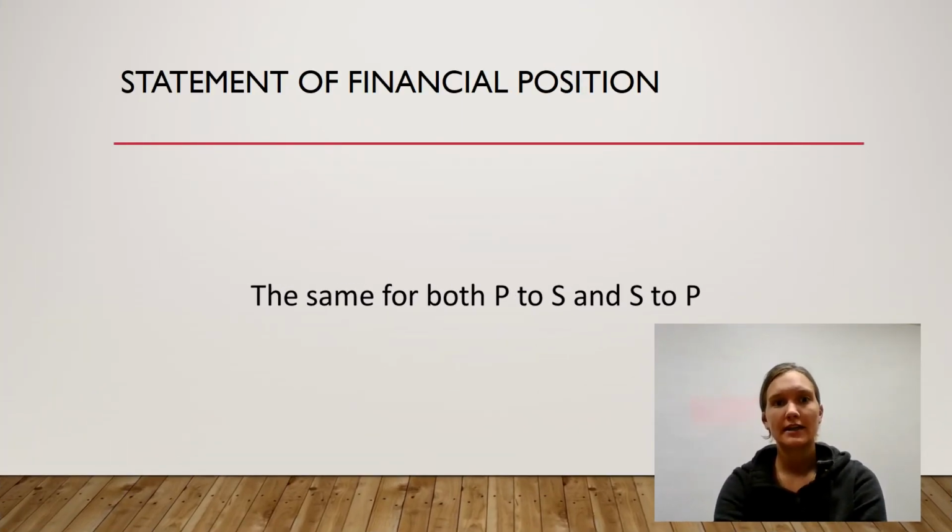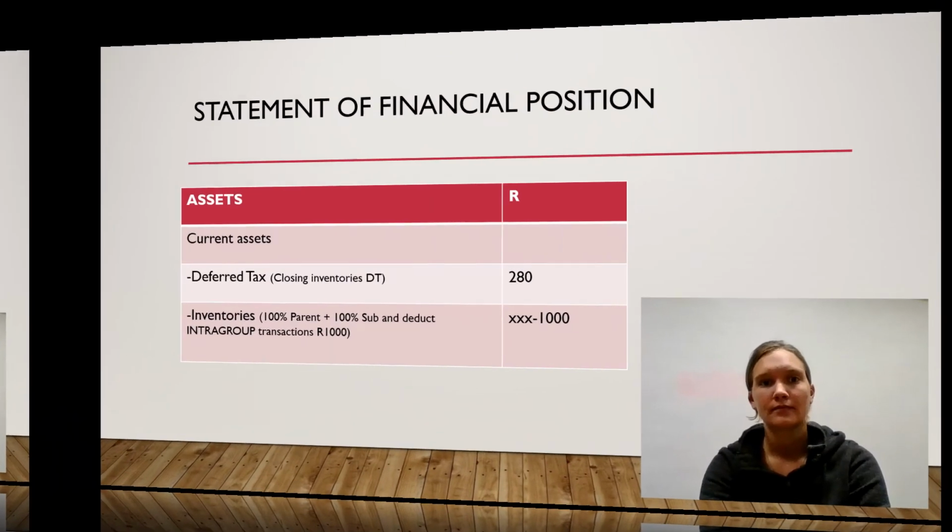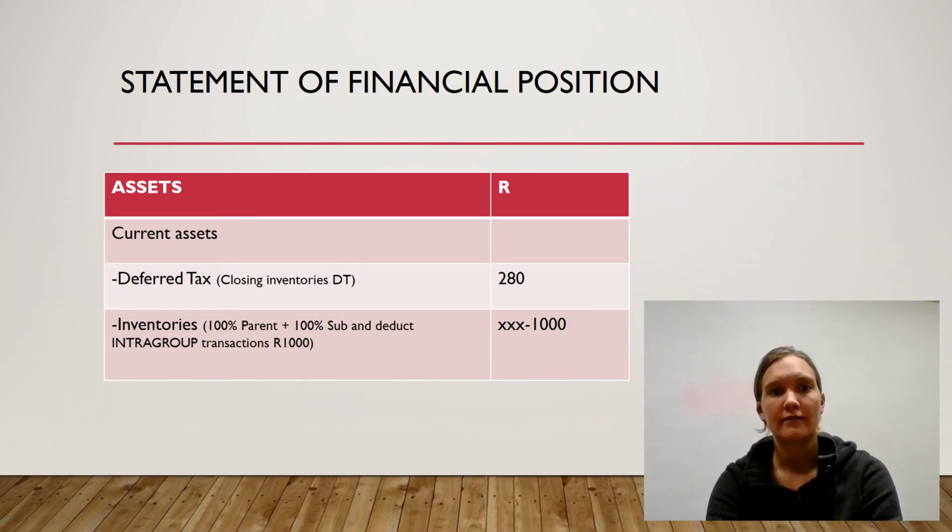For the consolidated statement of financial position, it'll be the same for both when a parent sells to a sub and when a sub sells to a parent. So it'll affect the current assets section. The deferred tax will be your closing inventories deferred tax of 280, and your inventories will be 100% of the parent plus 100% of the sub, and you deduct any intergroup transactions, in this case 1,000 rand.